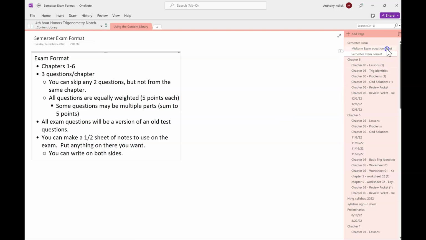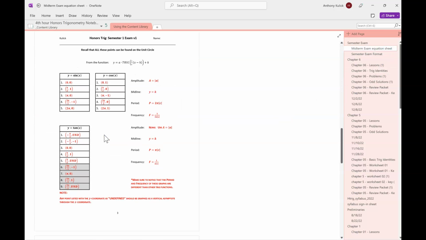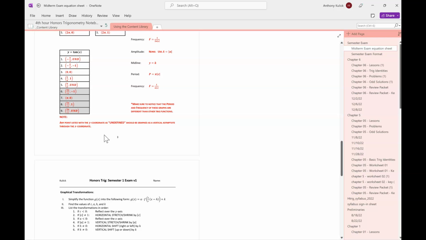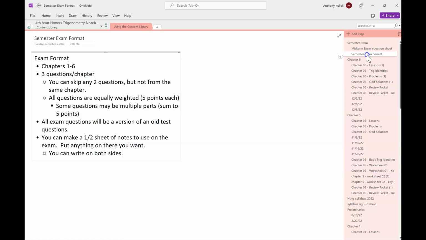Should you waste space putting formulas on there that are on the equation sheet that I'm going to hand you? No, don't do that. I would stick to examples and instructions to yourself about how to do things, or formulas that are not on the sheet. Does everybody feel okay about this exam format? Yes.